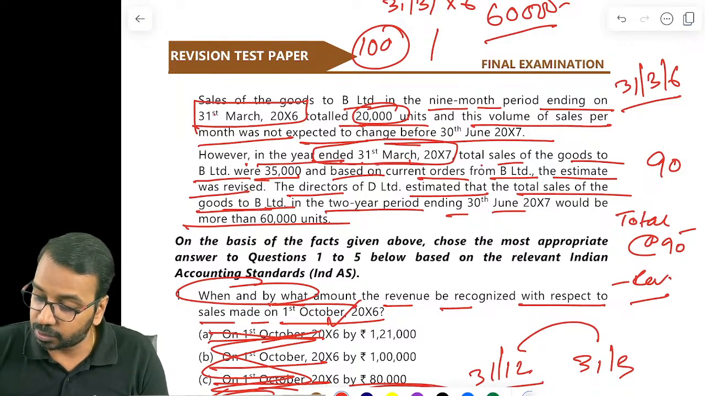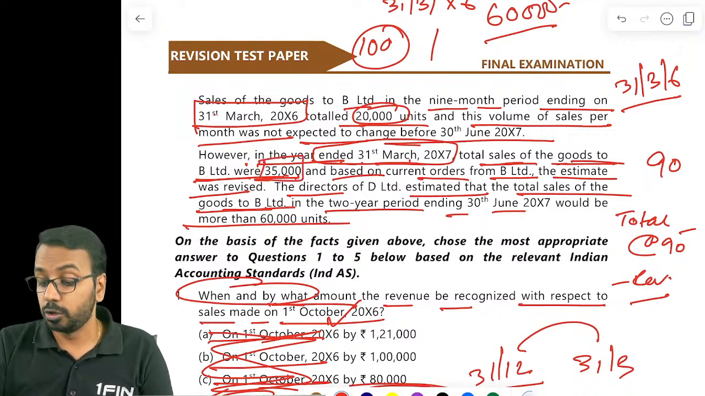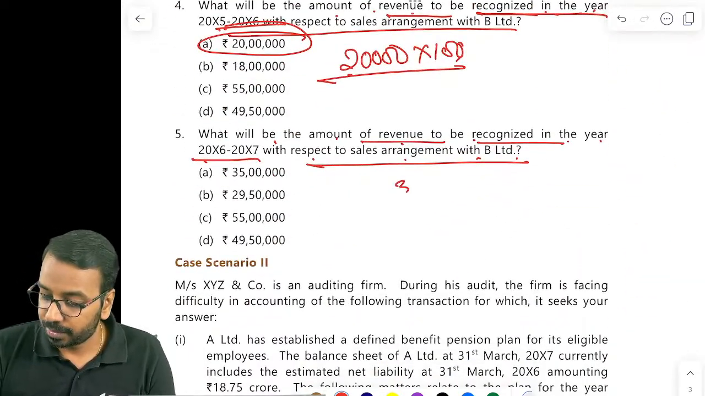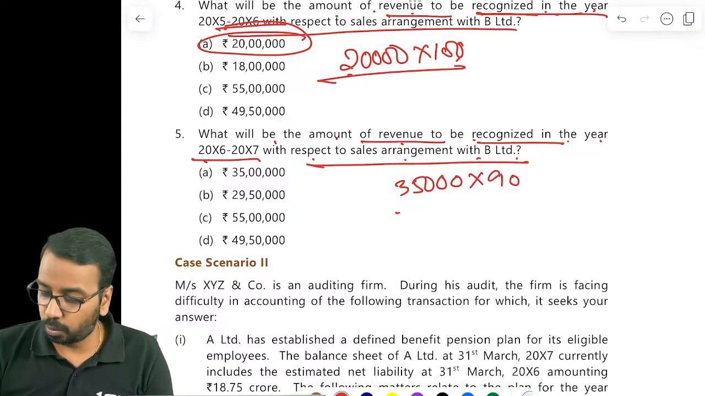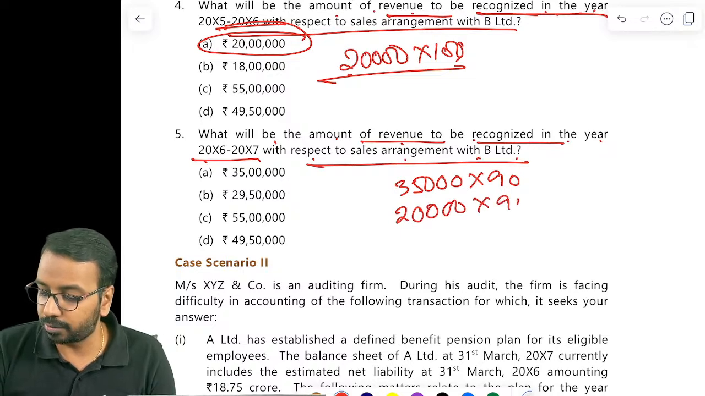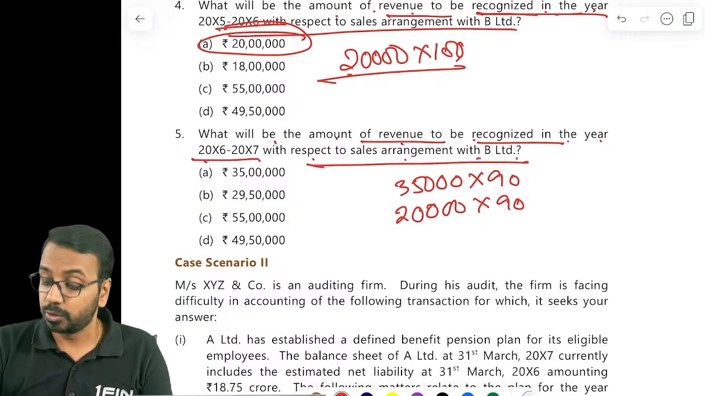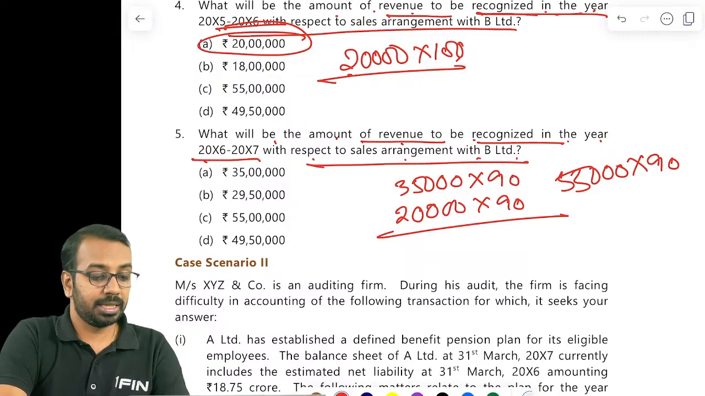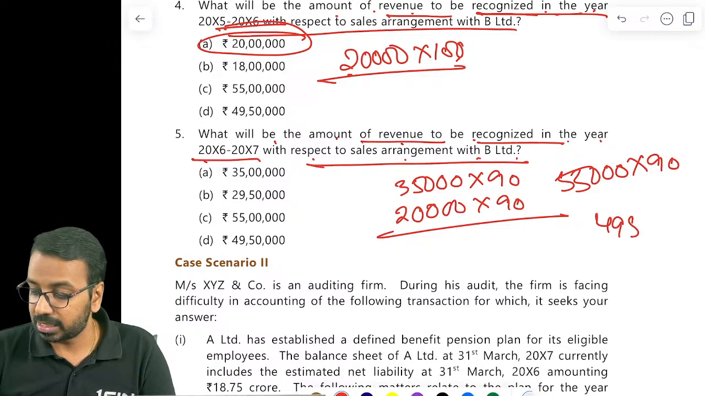In the year ended 31st March, total sales of the goods to B Limited were 35,000. Okay. So 35,000 and you are saying that they will exceed. So for this 35,000, we will consider 90 only. So 35,000 into 90, and previously whatever we have sold, that 20,000 also we have to record. We should have recorded at 90. See, now the period has passed by. So what happens? 55,000 multiplied by 90. If I do, I get 49 lakhs 50,000.